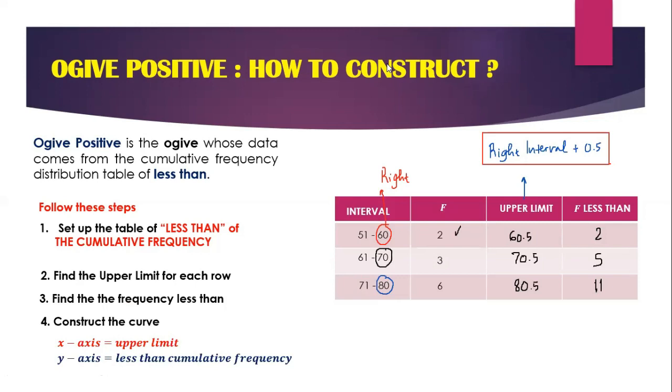Look at the diagram. This is the x-axis and this one is the y-axis. The x-axis is the upper limit, so it will be 60.5 here, 70.5 here, and 80.5. And the y-axis is the frequency.